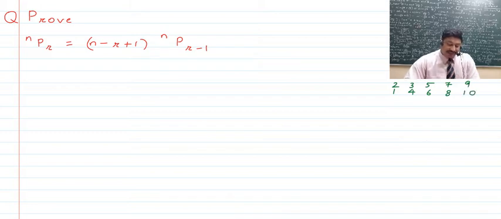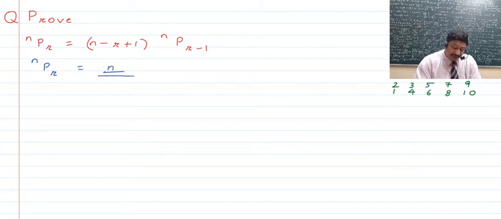Okay, now children, let's discuss the sum. In the question you've been given, prove that nPr is equal to (n − r + 1) times nP(r − 1). In order to prove this, first we talk about the permutation notation. That is, when we have nPr, it is given by n factorial divided by factorial of (n − r).